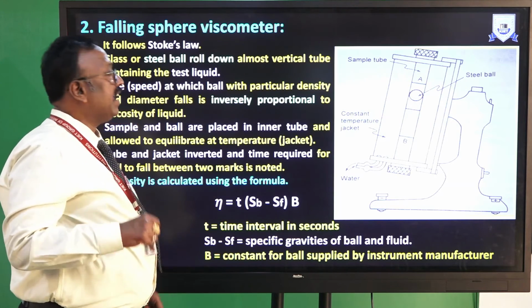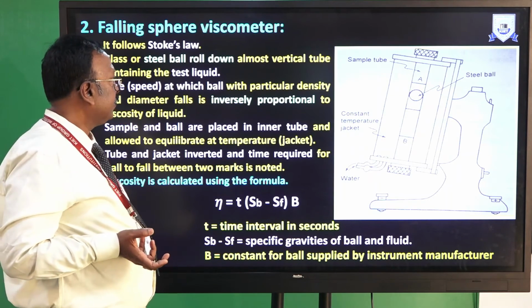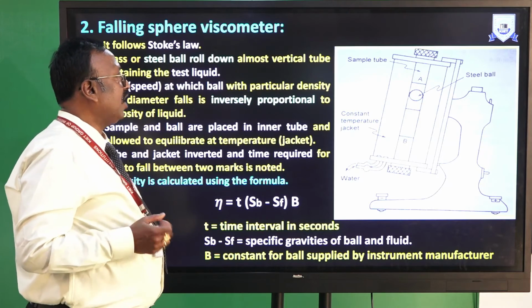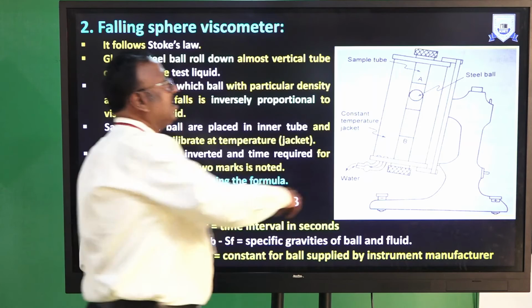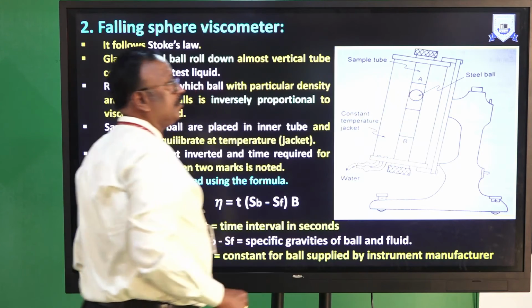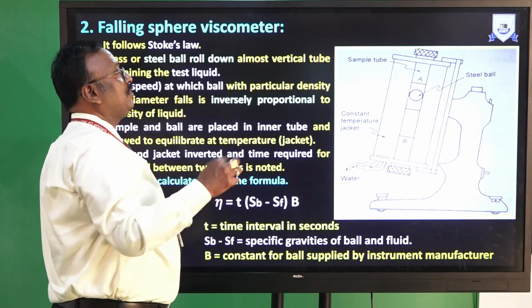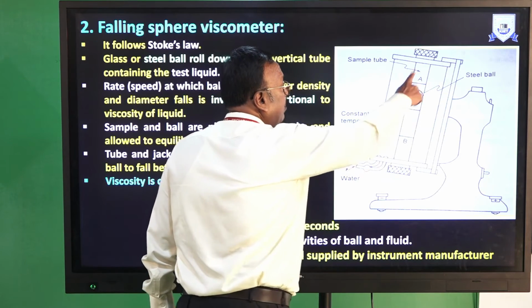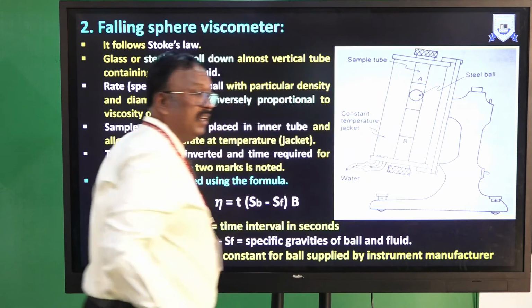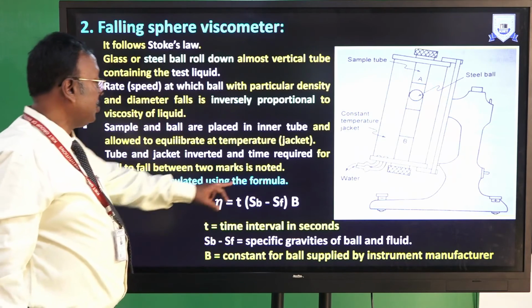By using this, we can calculate the viscosity of the unknown. Whatever the unknown viscosity is, that liquid is filled in this tube, and the steel ball is placed, and the movement of the steel ball from point A to point B depends upon the viscosity only.